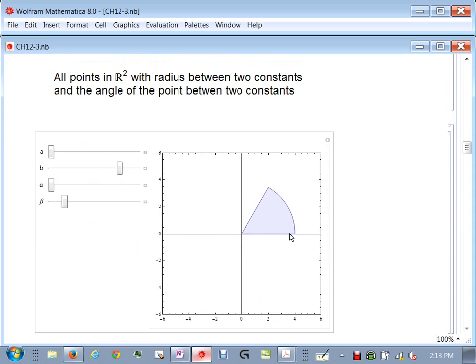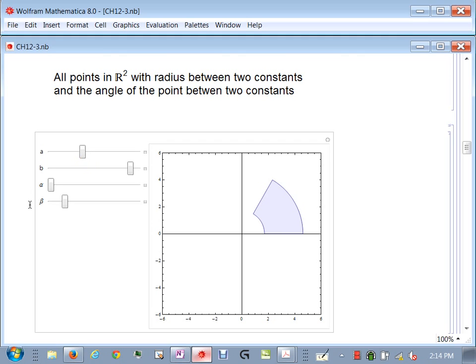It would draw something like this. So look, here's my radius, okay? I'm going to fix my radius between two constants. Do you agree that all the points on this curve right here have the same radius? And all the points on the outer arc here have the same radius? And all these points in between, the radius of those points are between those two, right?